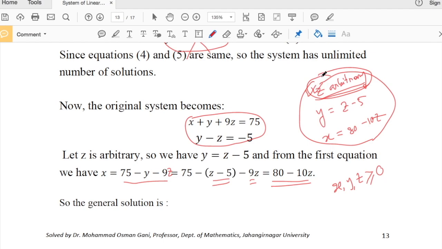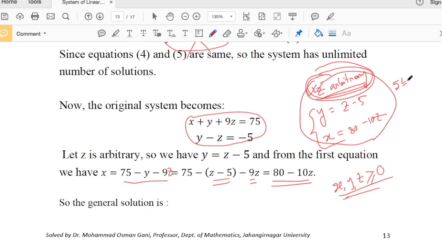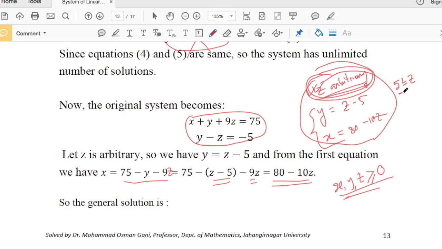What you need to do is find a range for z so that x, y, z will be positive or 0. And this is important to understand: you will get that range from these equations. If you put z equal to 5 in the second equation, y will be 0. So the lower limit of z will be 5, because if you put 4 for z, y will be negative. So 4 is not allowed for z, and 6 is okay, 7 is okay. Z should be bigger than or equal to 5.